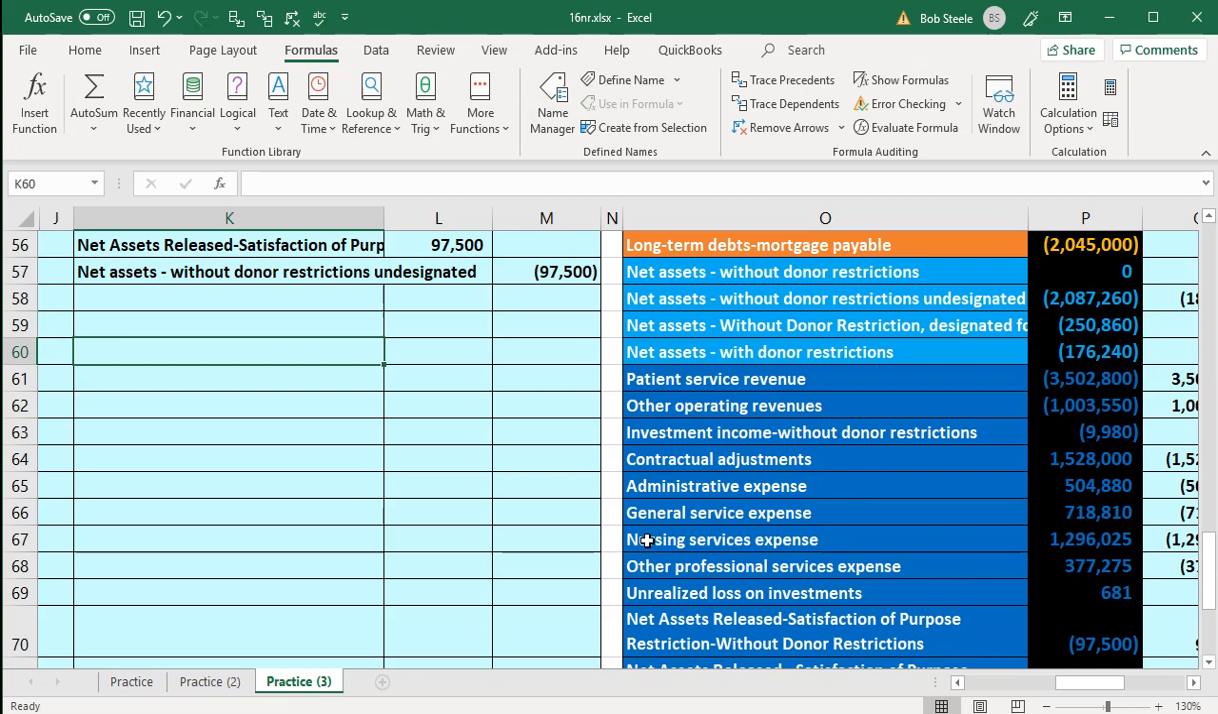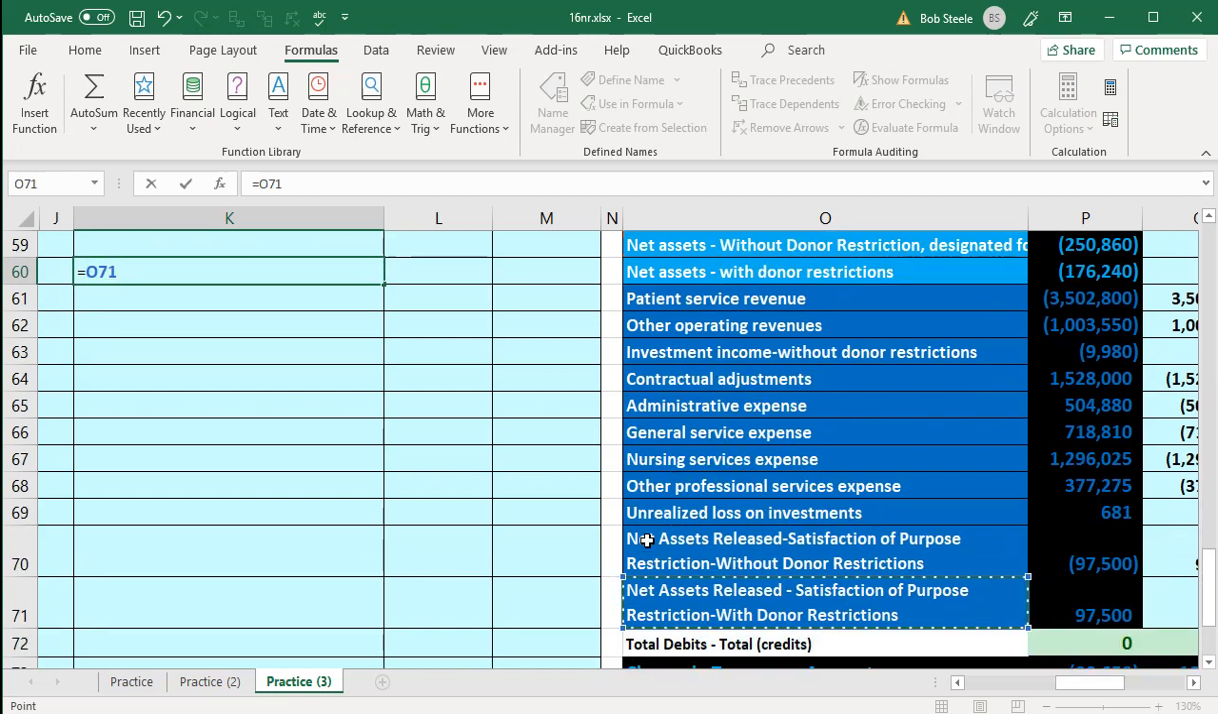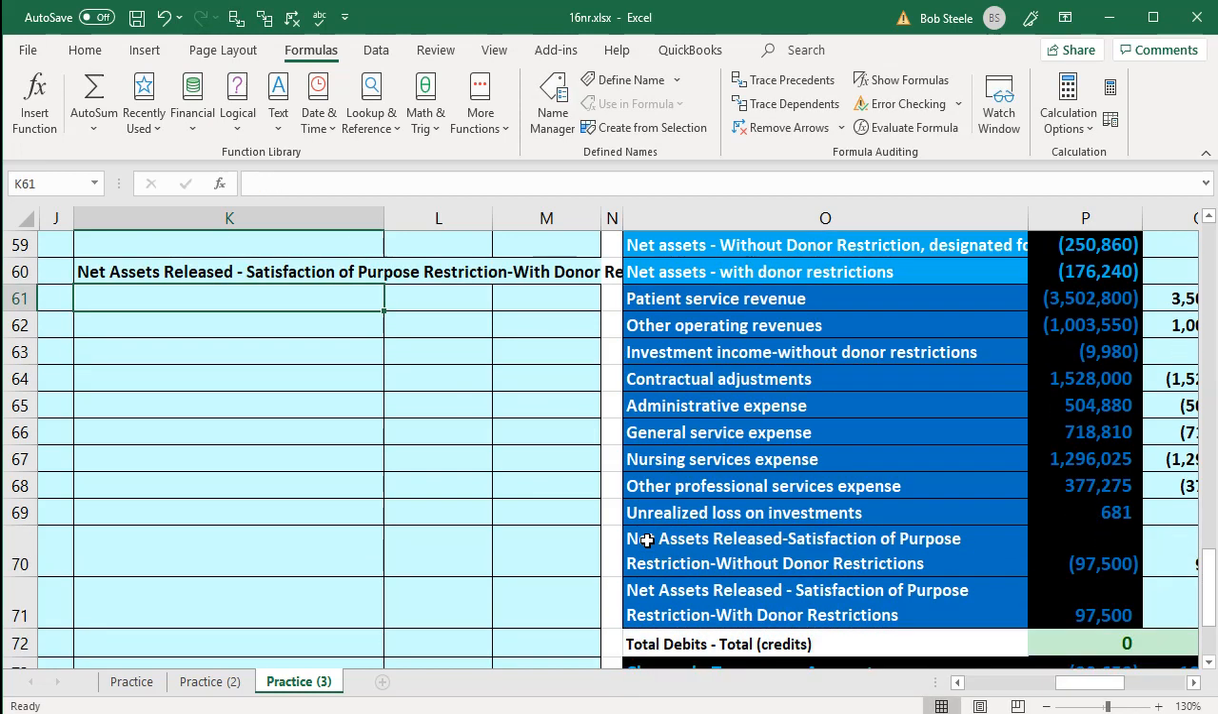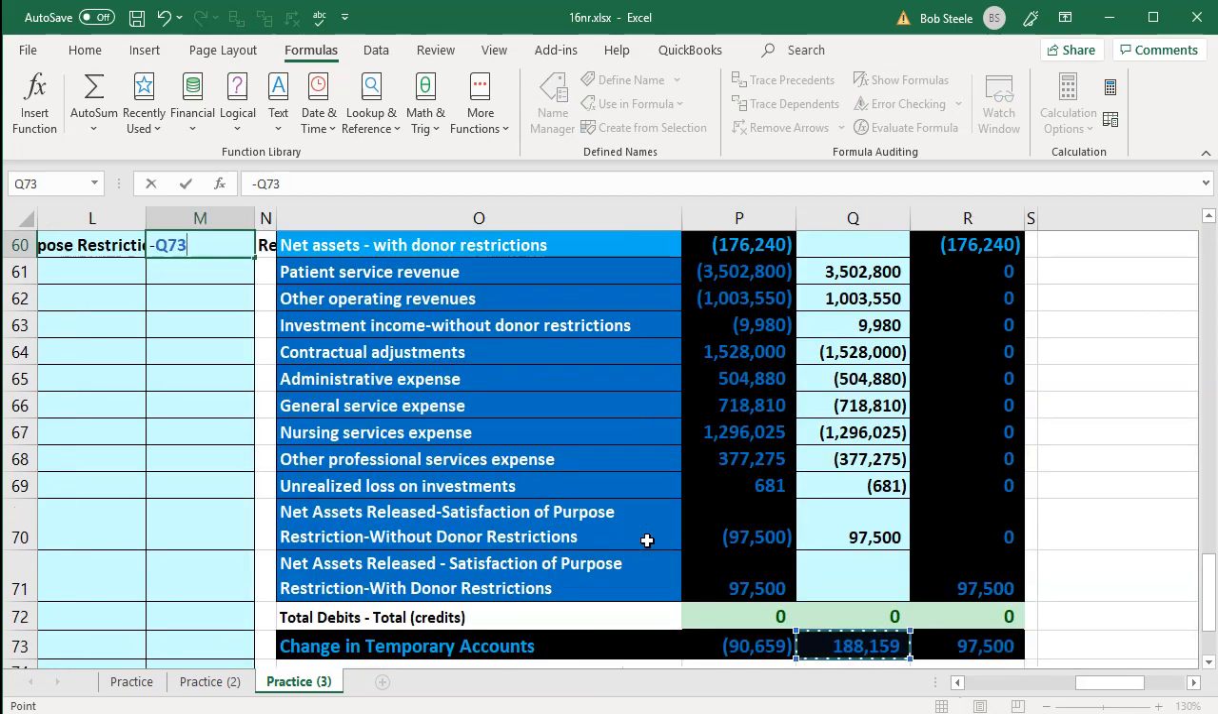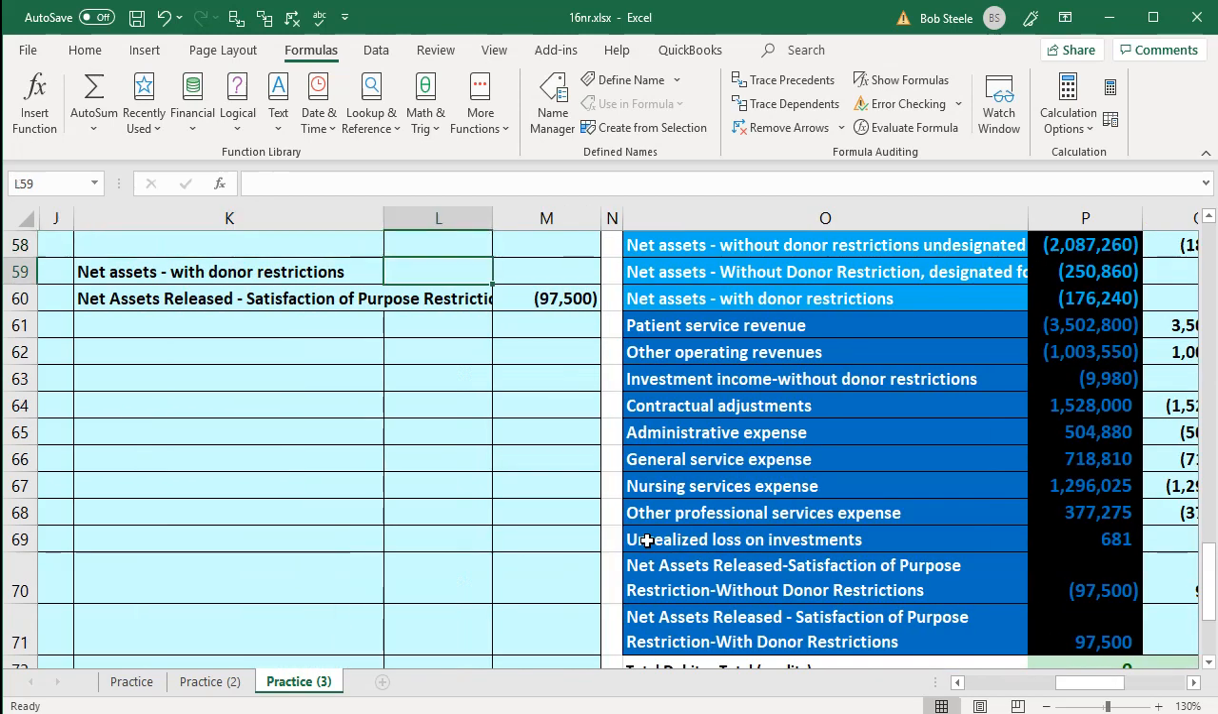So I'm here in K60 where I'll say equals, scroll back down, pick up that amount, and that's going to go to the net assets with restrictions. So the debit then up top will be the net assets with donor restrictions. And the amount, I'm going to be on the credit side and put the amount and say it's going to be negative of this number, the 97.5, enter. And then the debit is going to be negative of that number. So there's our transaction.